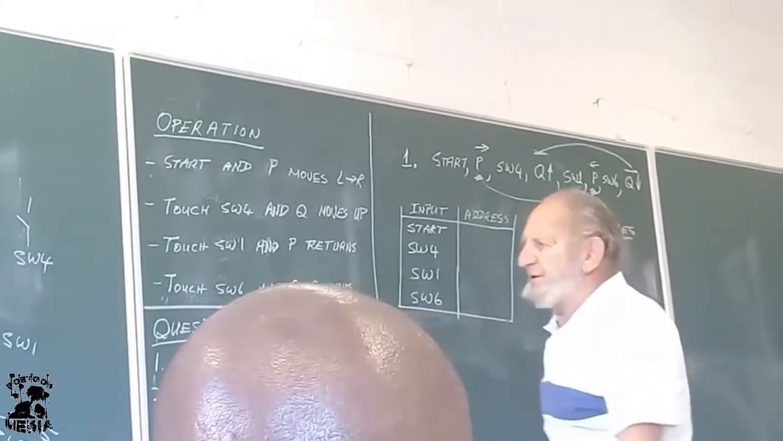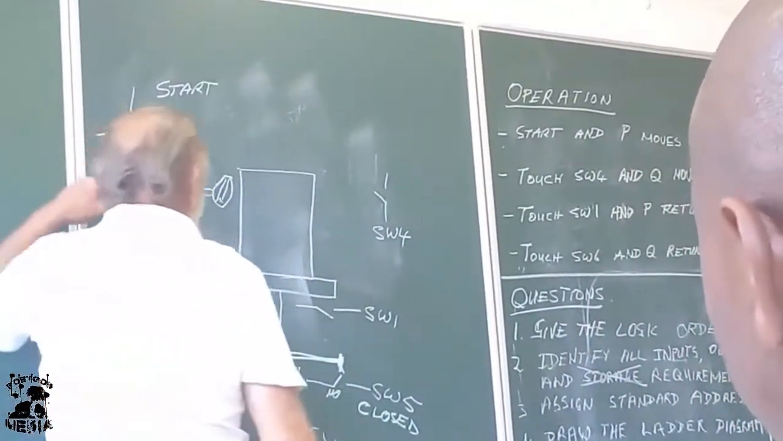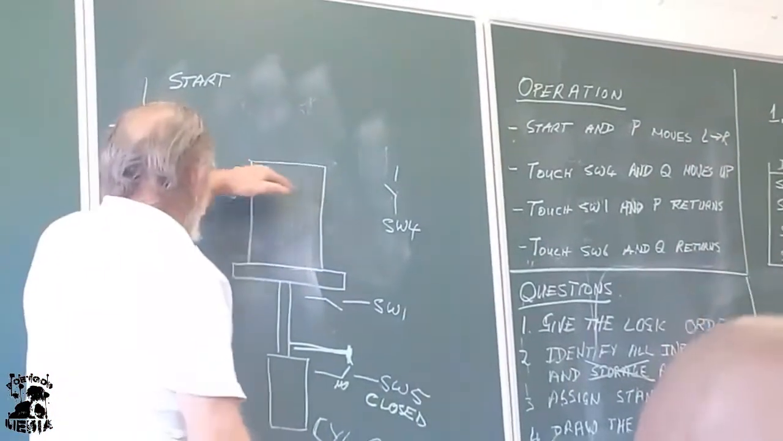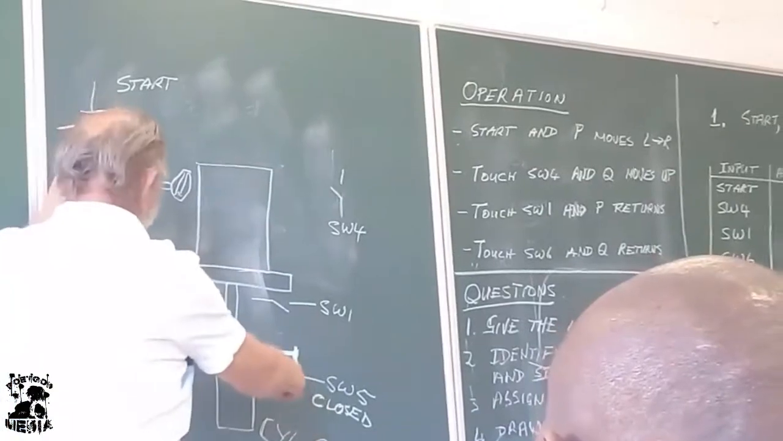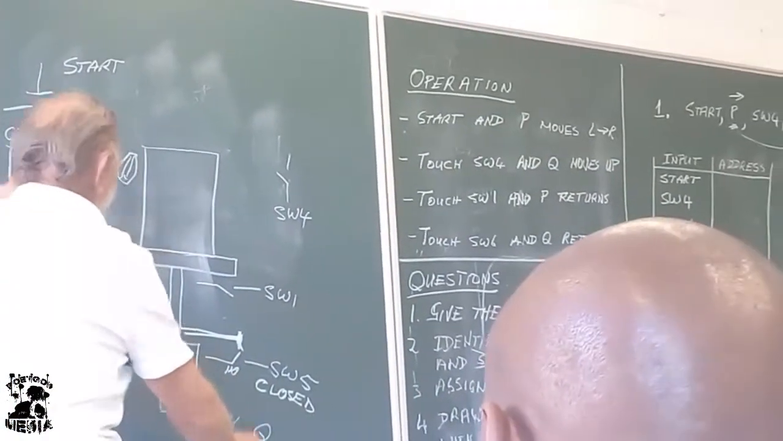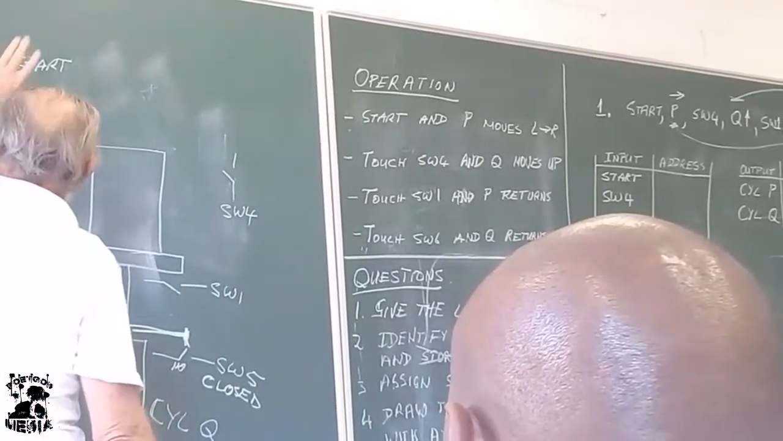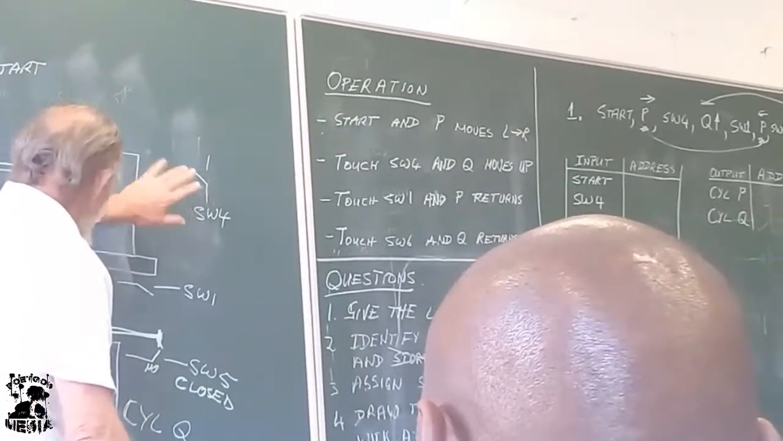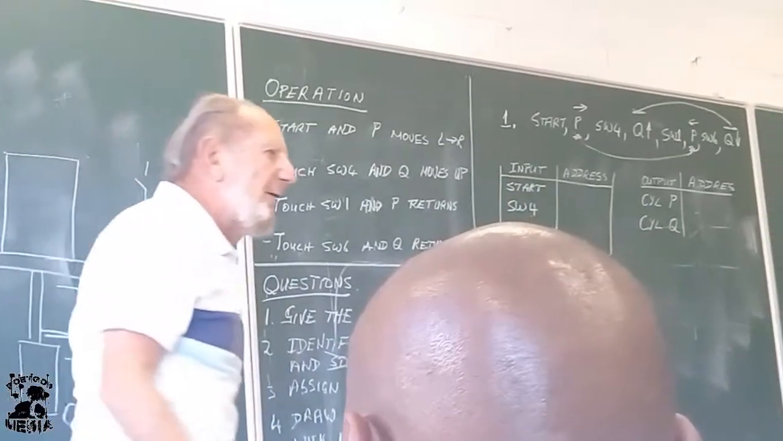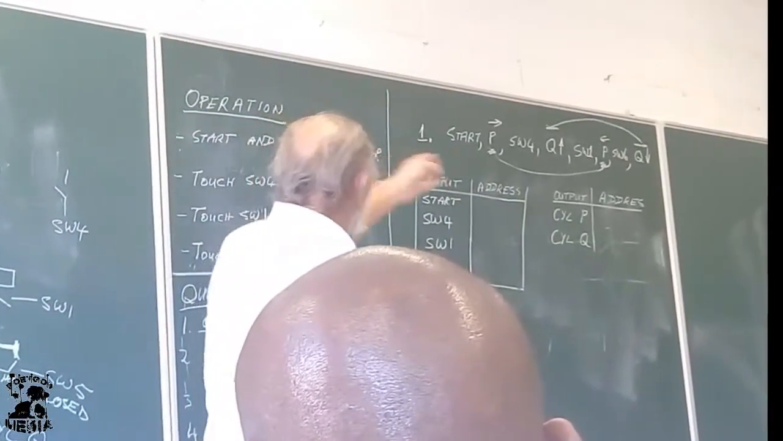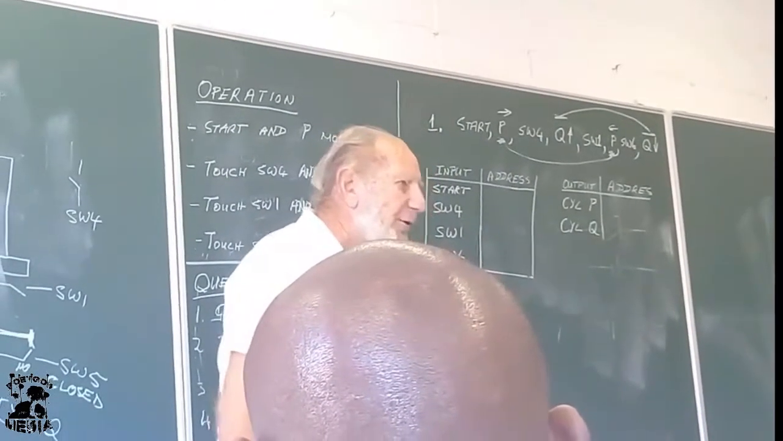People, you can also see it from here. Output, the things that do work. This thing is moving the cutting tool. This thing is pushing the job up and down. So the things doing the work is cylinder P and Q. Those are the outputs. The switches, start button, switch 4, switch 1, switch 5, switch 6, they are the inputs. But switch 5 is not in the logic, so I don't have to include it.